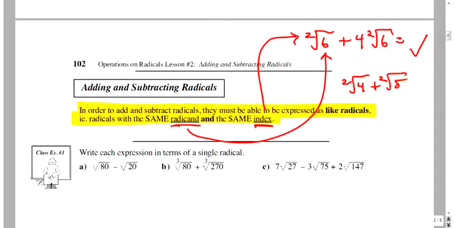can I add those? Same index. Do I have the same radicand? That's the number under the root sign in layman's terms, right? No, I can't add those.